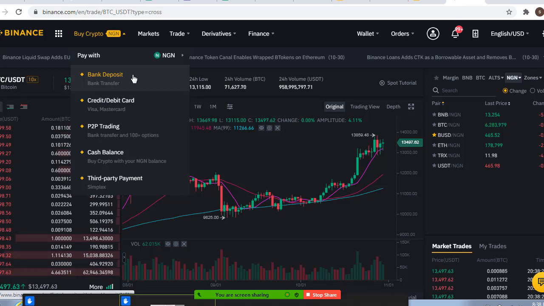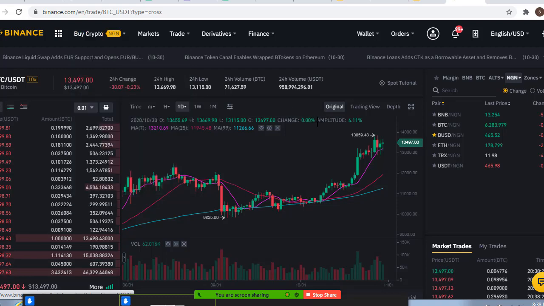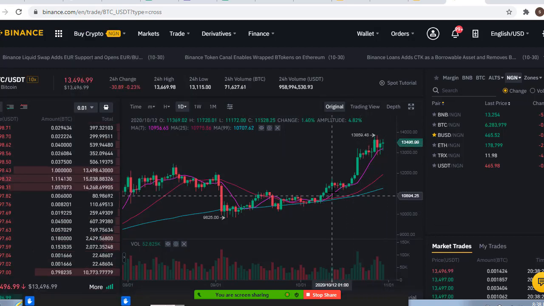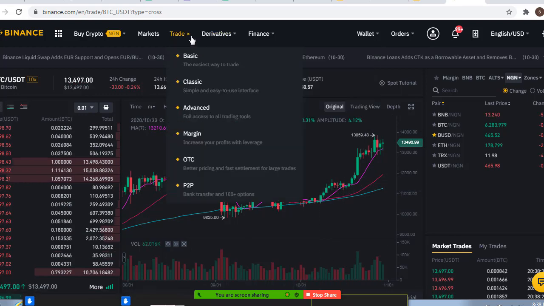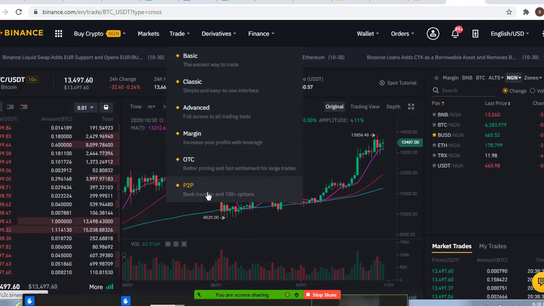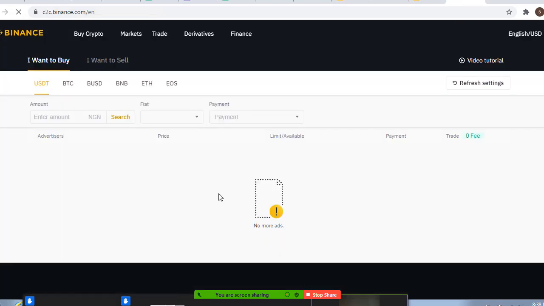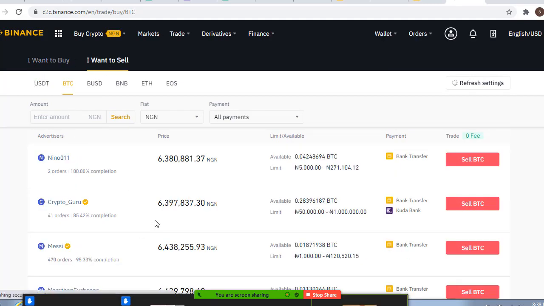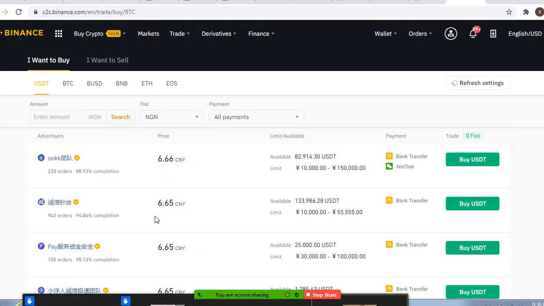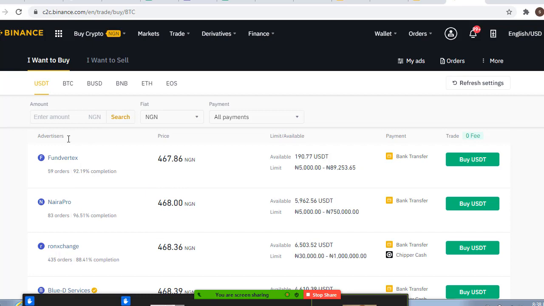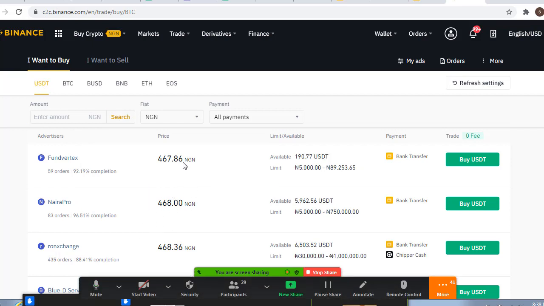Okay, the first thing you can do is to deposit your money first, and then you take advantage of the prices. Another thing you can do is to take advantage of the P2P platform. This is a platform where you don't actually need to trade. These are people that want to sell and that want to buy USDT. You can see USDT here. They want to buy from you.